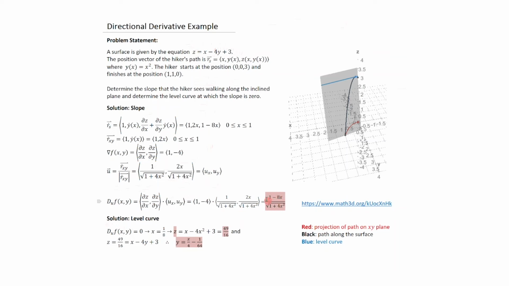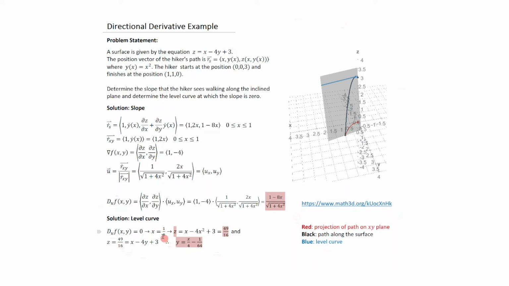Take the dot product, and we end up with this result. All right, so we want to now determine where the level curve has slope 0. If the slope is 0, we set this equal to 0, and we can solve for x, which is what I've done here. You get x equals 1/8.